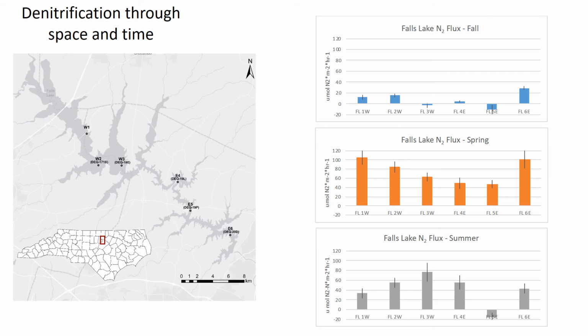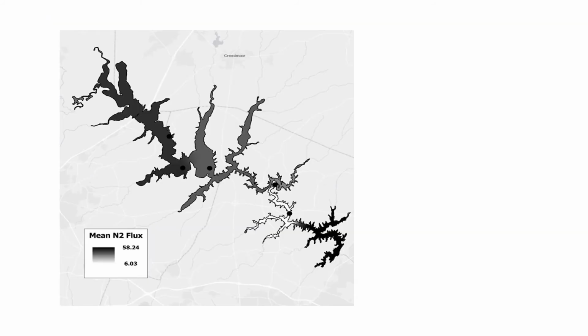There's some nuances around our ability to run really effective experiments in systems that, like Falls Lake, have periods of time when they become anoxic. So our summer rates, some of them are a little bit less reliable because we were unable to keep the water fully anoxic while we're running the experiments. But we can take these data that are spread throughout the lake and spread throughout the seasons, and we can extrapolate them. And so the darker the colors here, the higher the rates of denitrification.